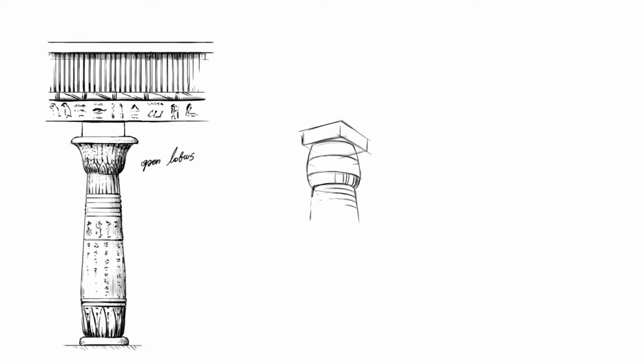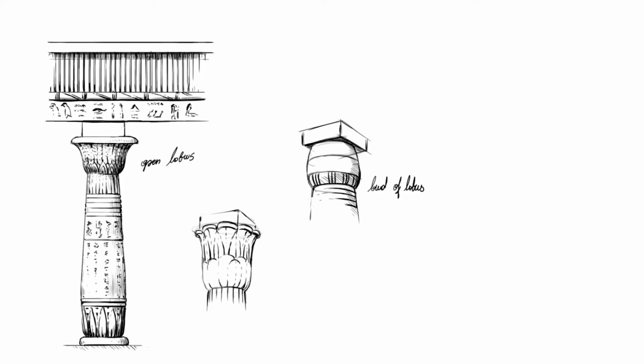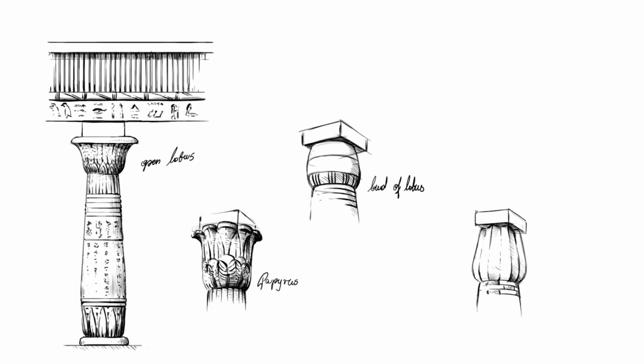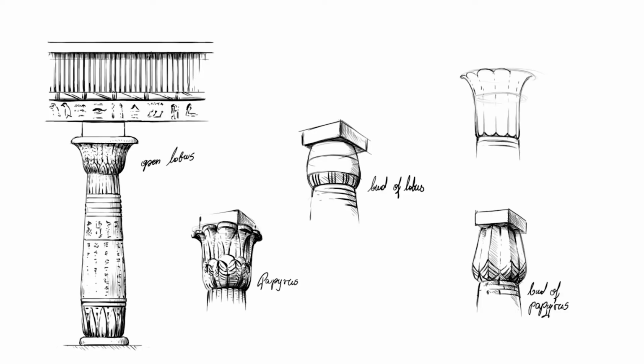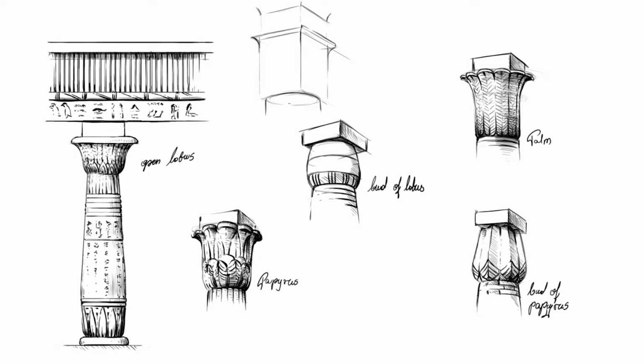This capital resembles a closed lotus. This one is a papyrus capital. This capital resembles a bud of papyrus. And here is a palm capital. Sometimes capitals took the shape of faces, like this famous motif of goddess Hathor facing 4 directions of the world.